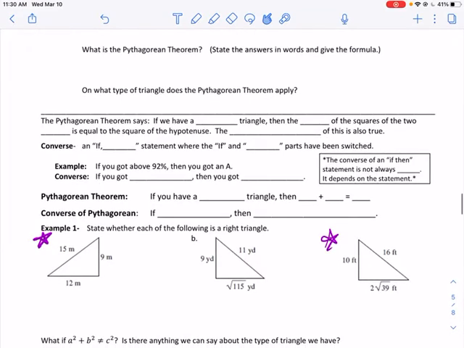Just as a reminder, the Pythagorean Theorem says that if we have a right triangle, then the sum of the squares of the two legs is equal to the square of the hypotenuse. The converse of this is also true. So let's talk about what a converse is so that we know.